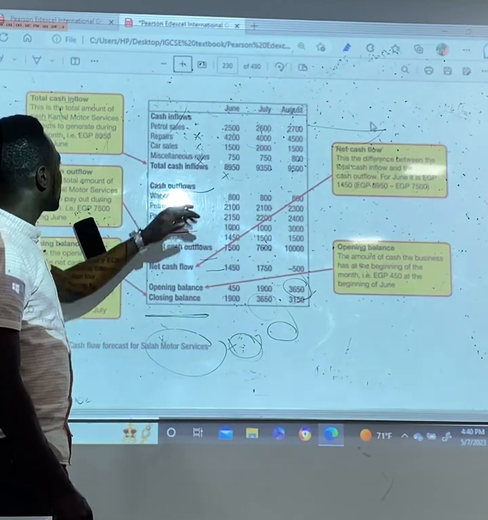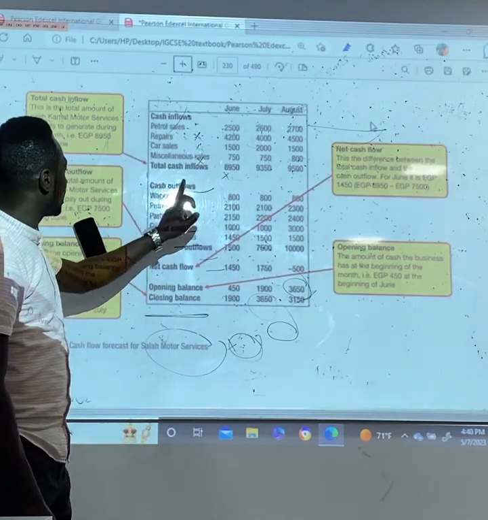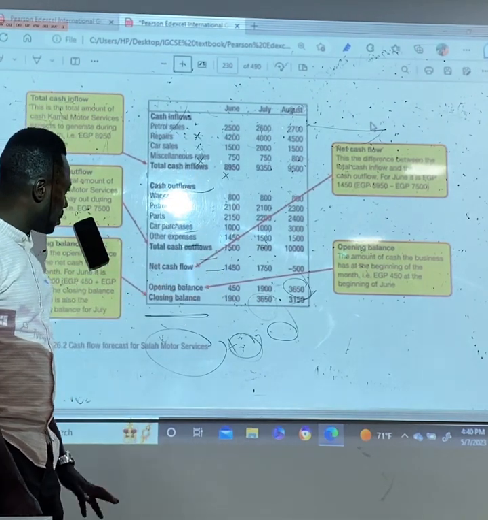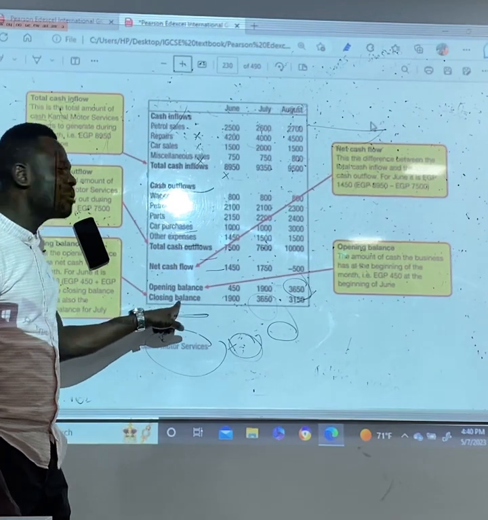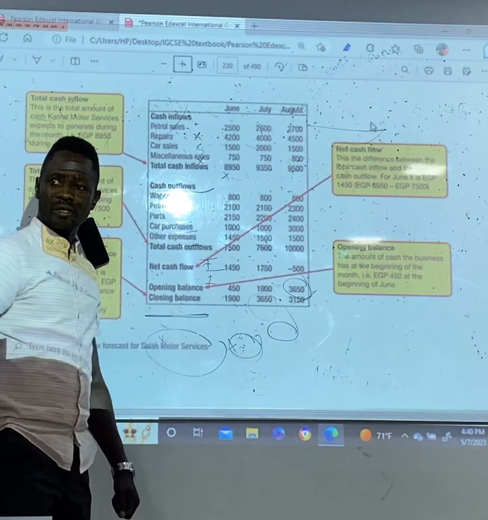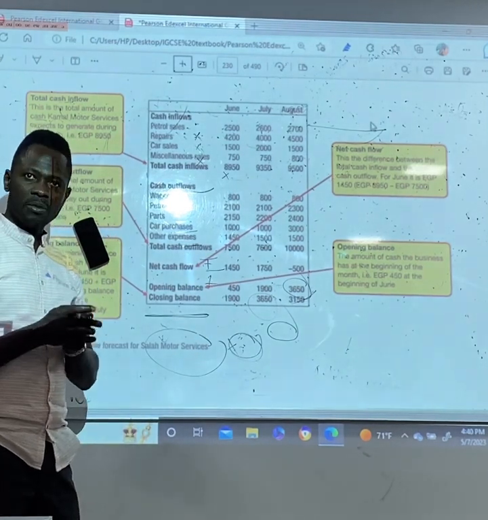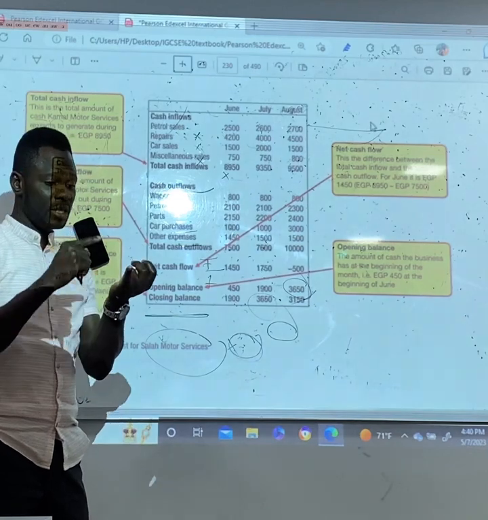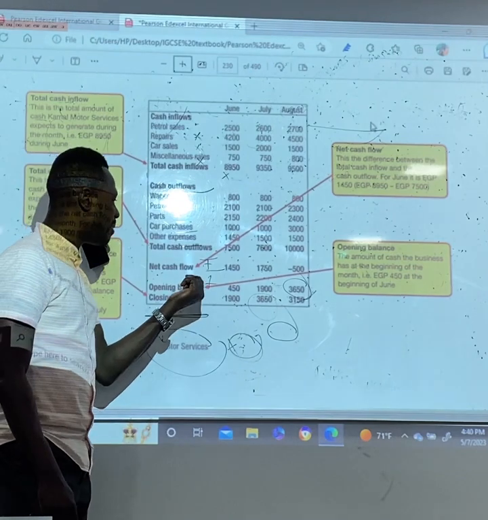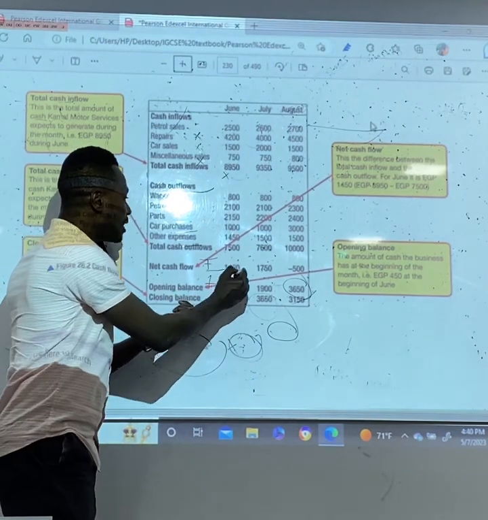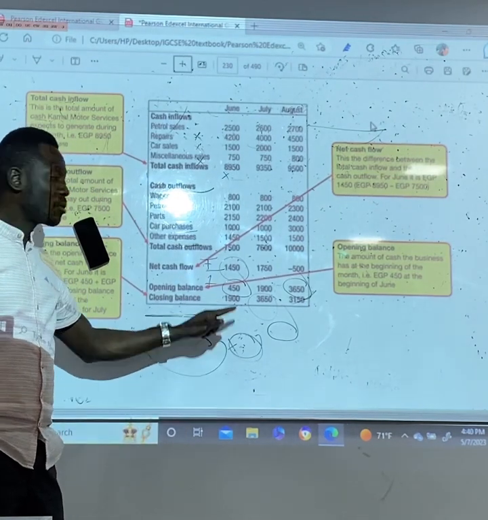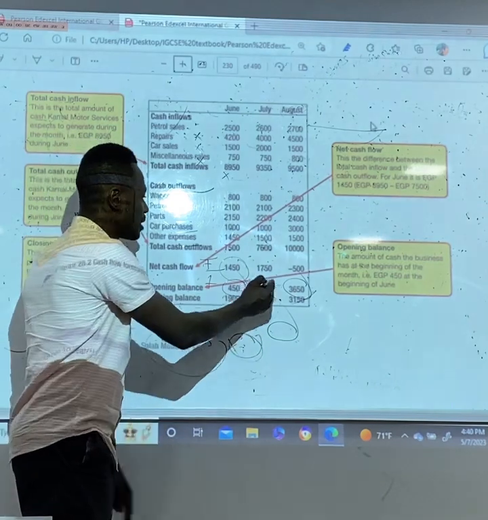So the first thing is the net cash flow, which is the cash inflow minus outflow, which gives us this. What else do we need to know here? How do we get our closing balance? Our closing balance is your net cash flow plus your opening balance. Those are the formulas you have to put in your mouth. We have our net cash flow, which is cash inflow minus cash outflow. Then we have our opening balance and our closing balance, which is your net cash flow plus your opening balance. Your closing balance this month becomes your opening balance for next month.